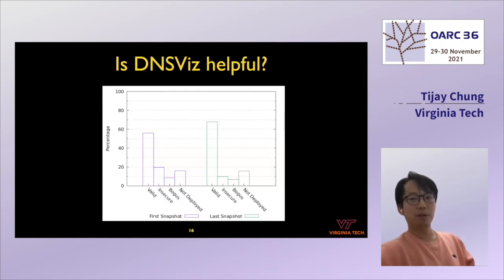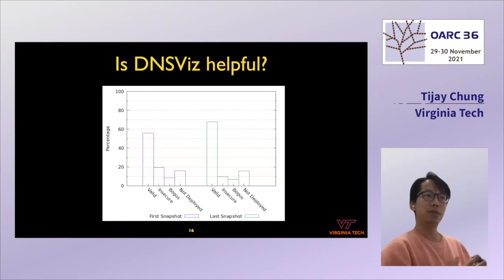The first preliminary analysis asks: is DNSViz really helpful? We simply compare only the first snapshots of the domain name analyses with only the last snapshots. This graph shows the percentage of each status of domain names. We can see the valid percentage jumped nearly 20%. So DNSViz is actually helpful for administrators to fix their errors.